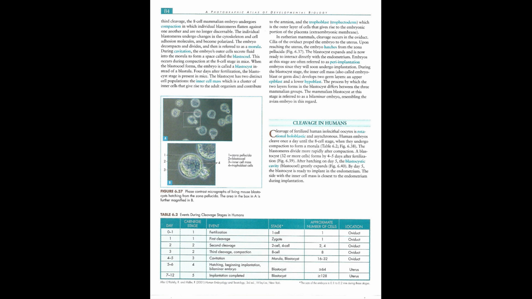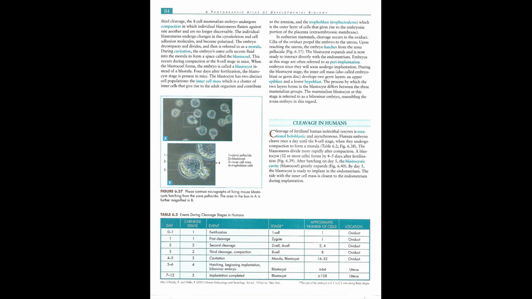Cleavage in humans. Cleavage of fertilized human isolecithal oocytes is rotational, holoblastic, and asynchronous. Human embryos cleave once a day until the 8-cell stage, when they undergo compaction to form a morula, Table 6.2, Fig 6.38. The blastomeres divide more rapidly after compaction.